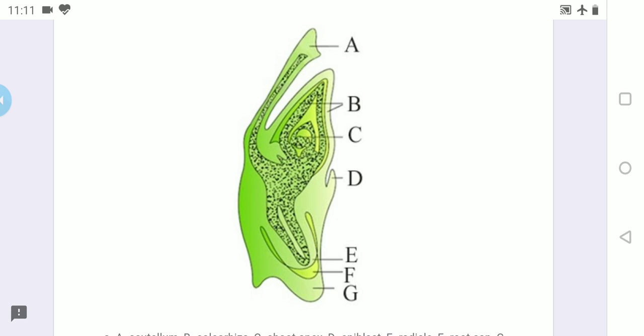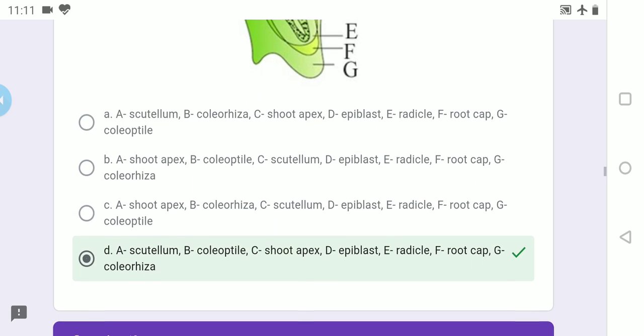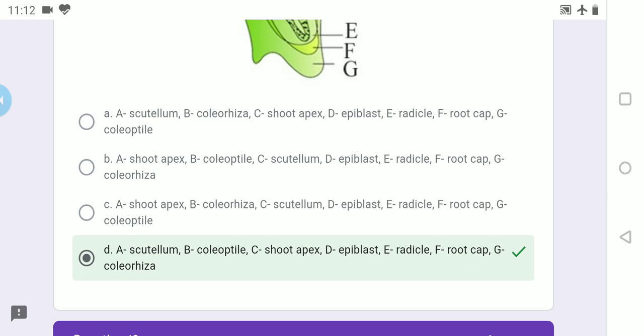You can just label it without going towards the options. What is this? A is scutellum, B is coleoptile, C is shoot apex, D is epiblast. What about E? E is radicle, F is root cap, and G is coleorhiza, isn't it? Now let me move towards the options. Which is the right option? Yes, option D is the right answer.